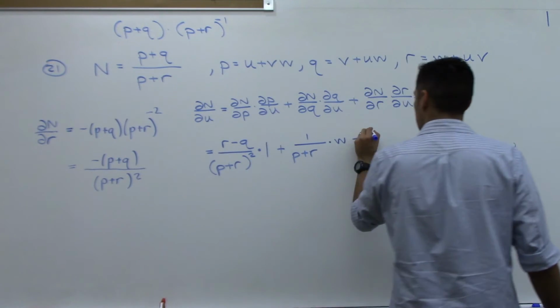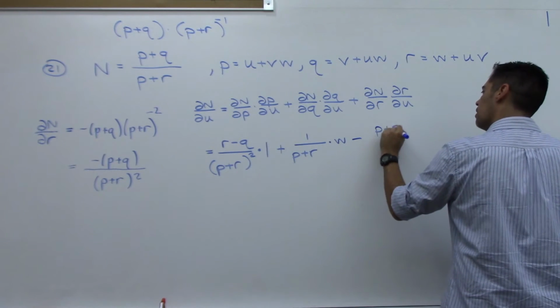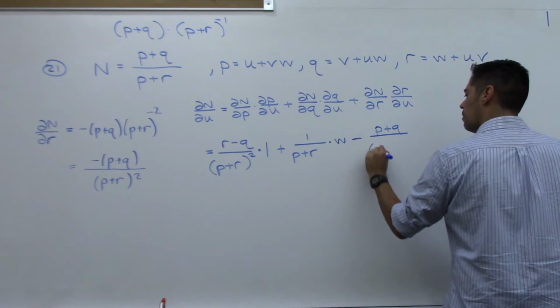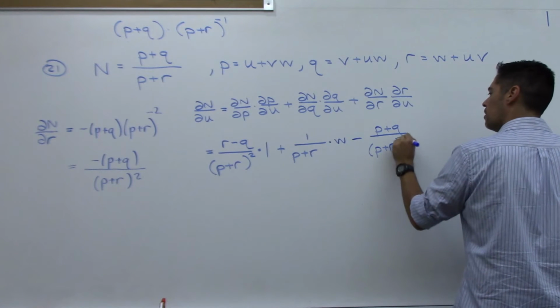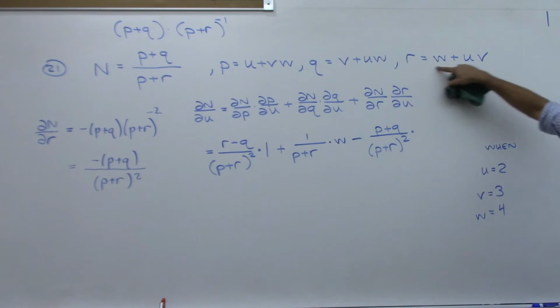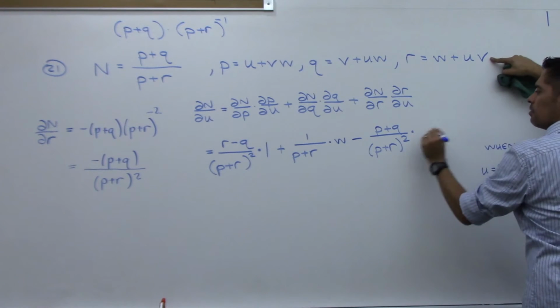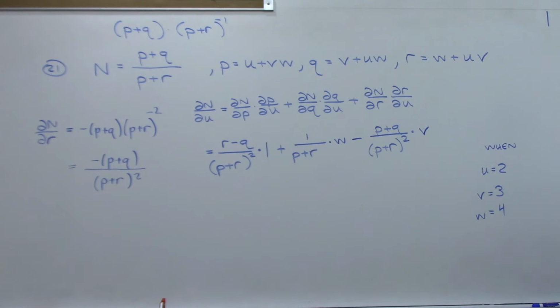So negative, why don't I pull the negative out here? Negative P plus Q over P plus R squared times partial of R with respect to U. So if you do the partial of R with respect to U here, using my variable, the derivative will just be V. Whoa, okay. We have our partial derivative.